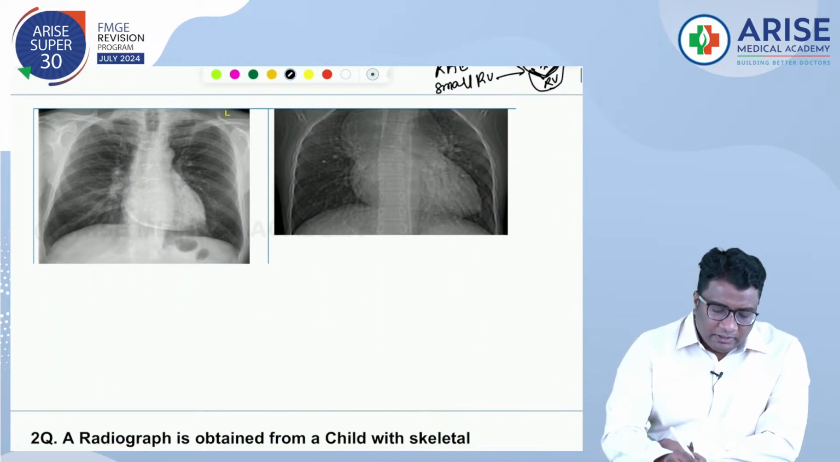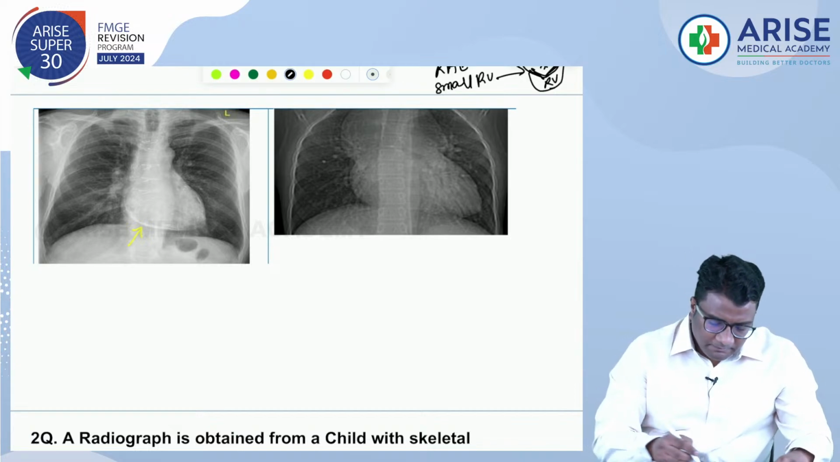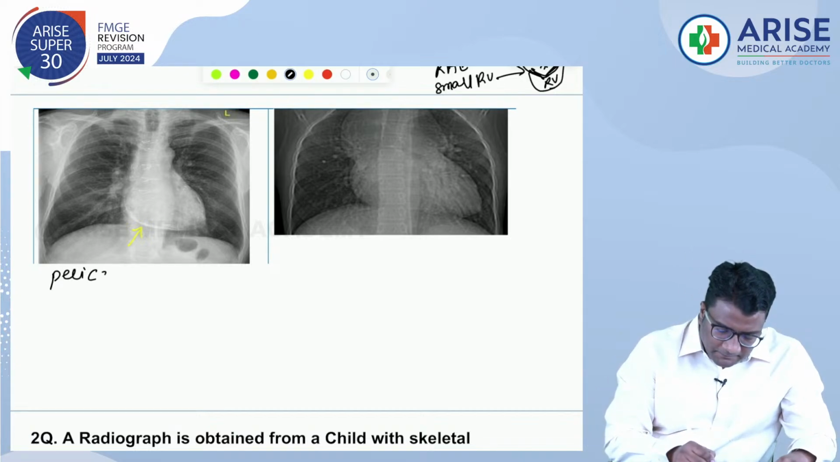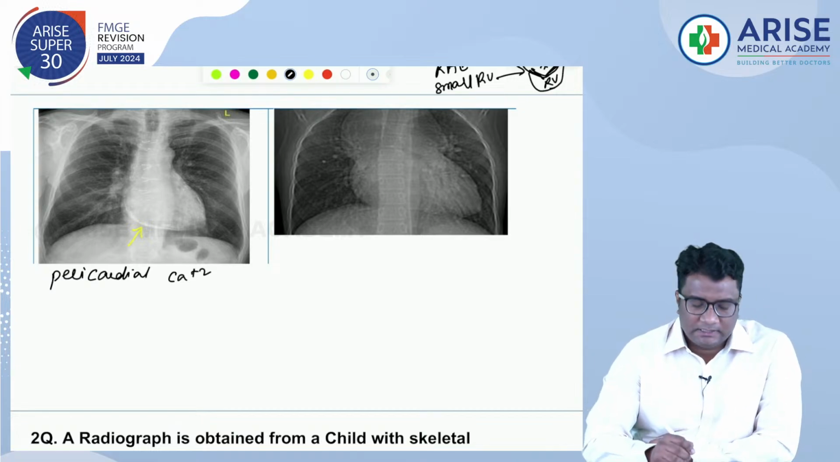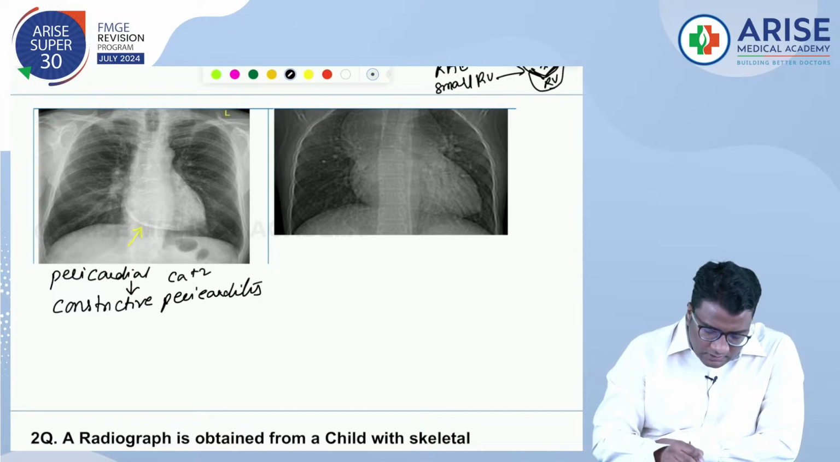And in which condition do you see such pericardial calcification, guys? Do you remember? Where do you see pericardial calcification? Pericardial calcifications are a feature of constrictive pericarditis. And what is this appearance called? This is called egg in cup appearance.